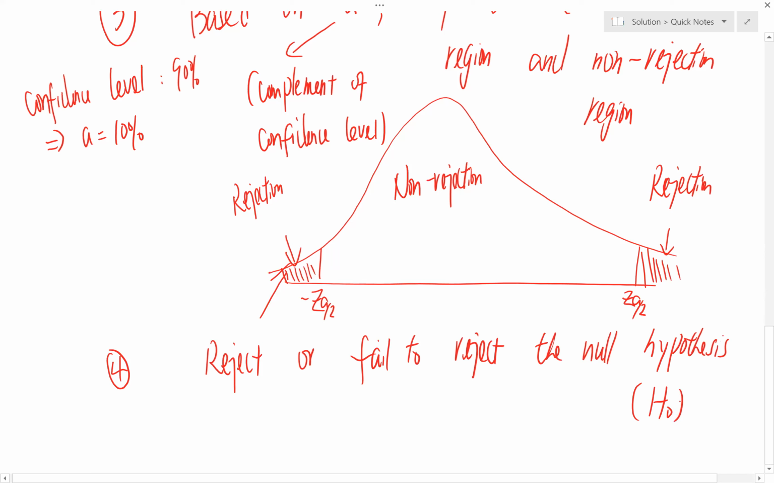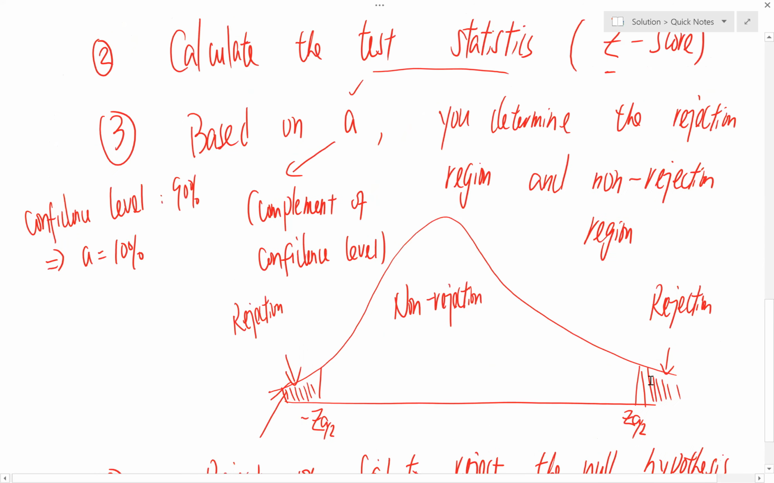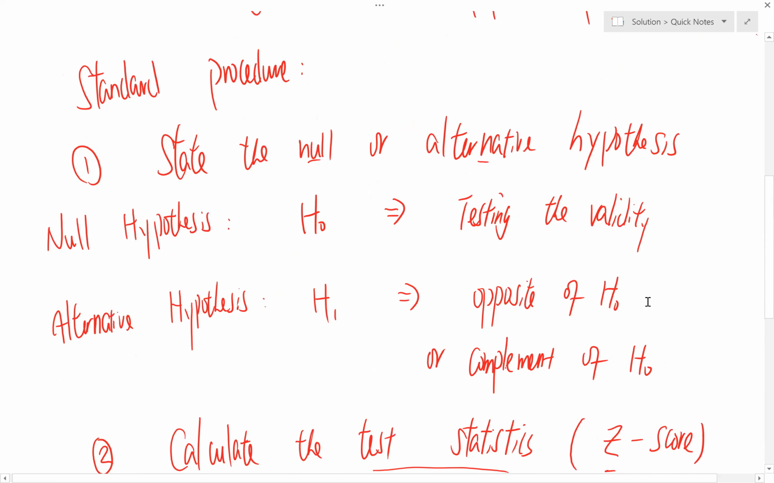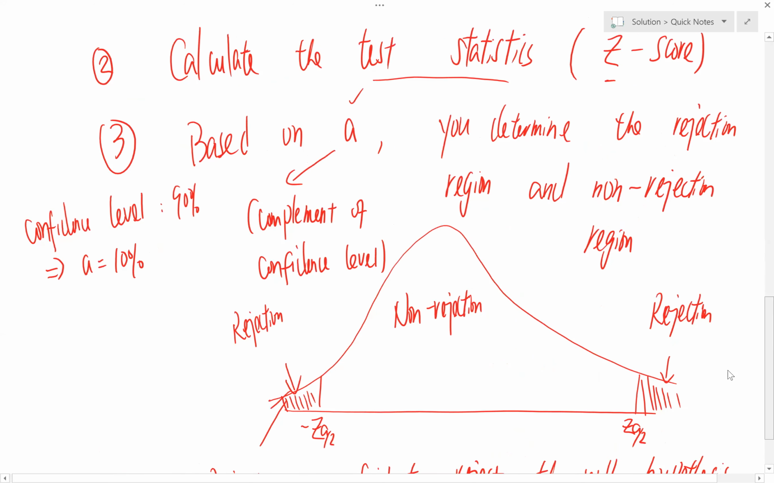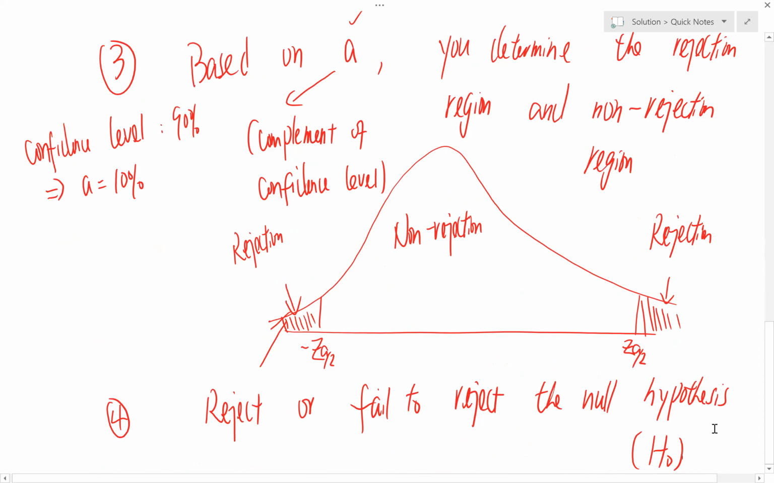Okay, so that's basically the general procedure. You just follow these 4 steps and we'll be able to get down to the bottom of this hypothesis testing. Do you have any questions about this procedure?